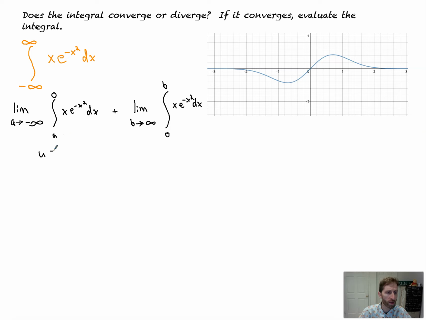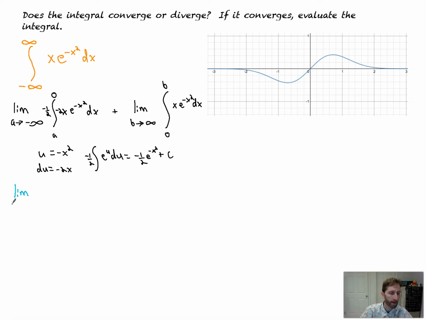And so that's going to be u equals minus x squared, normal old u substitution, du equals minus 2x. So I'm going to put in the minus 1/2 and the minus 2 so that we get minus 2x dx. So that gives me the integral of minus 1/2 e to the u du. And that integral is equal to minus 1/2 e to the u, which is e to the minus x squared plus c. So there's our antiderivative. So we carry that down and use that in our limit.